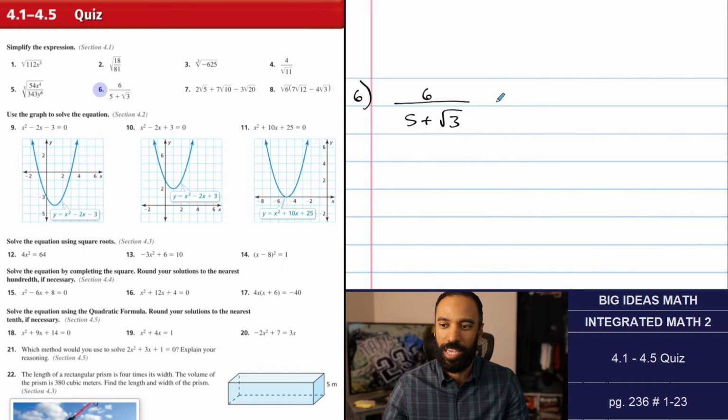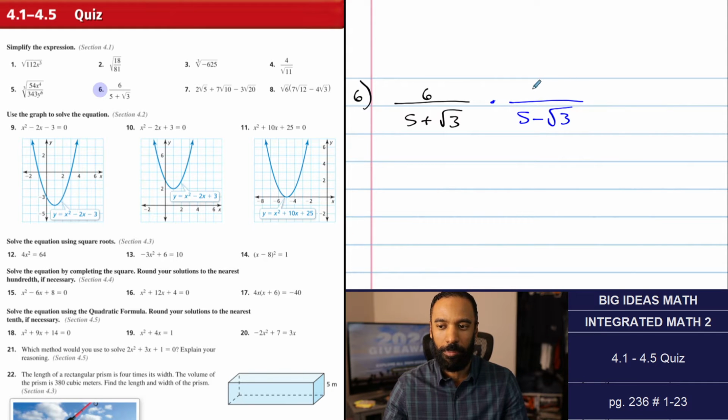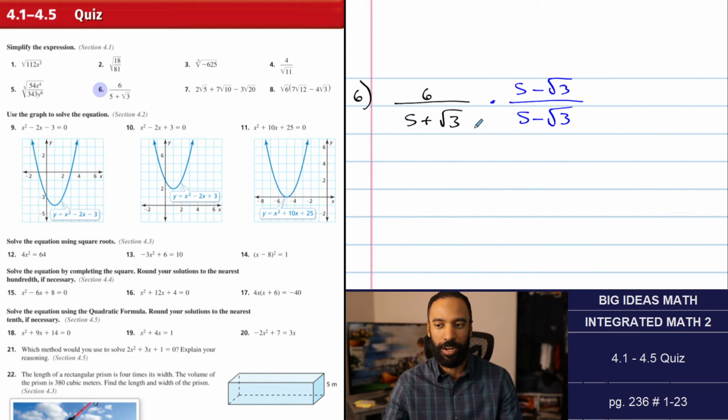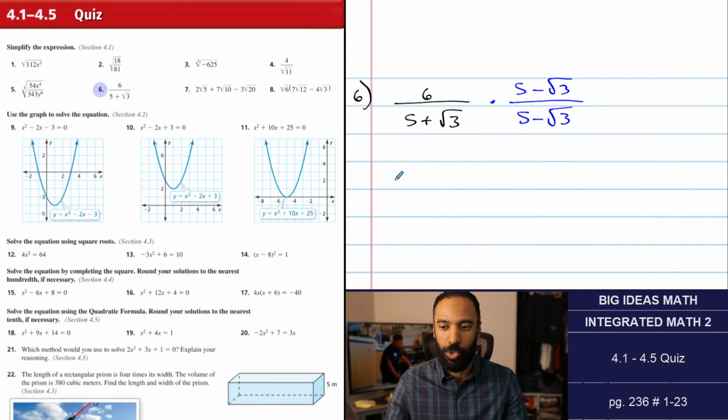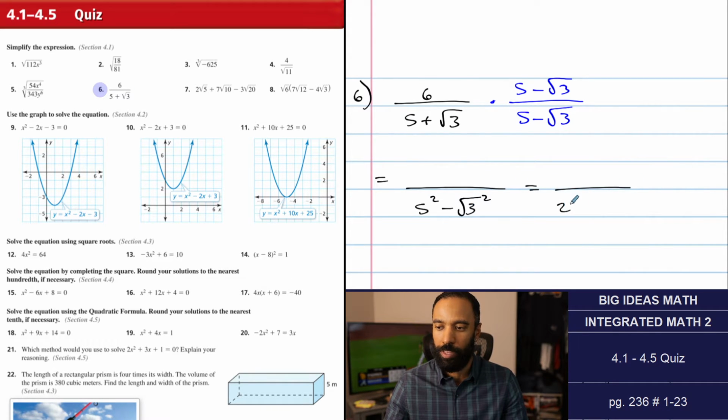So what you do in these cases is you actually multiply by the conjugate of 5 plus root 3, which is known as 5 minus root 3. We've seen a lot of plus or minuses with radicals, and they happen to cancel out any radicals that are in there. When I FOIL this, it becomes a difference of 2 squares on the bottom. On the bottom, you get 5 squared minus root 3 squared. I'll write this first time. 5 squared is 25, and root 3 squared is 3, so you get 22.